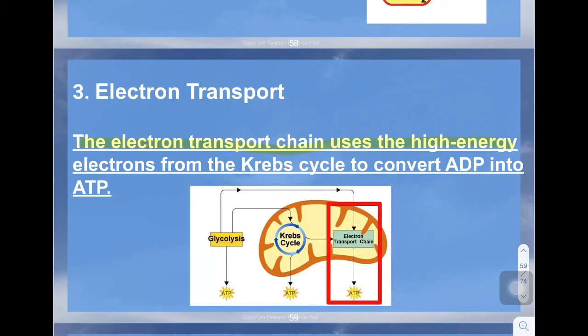uses the high energy electrons from the Krebs cycle and a little bit from glycolysis to convert ADP. Remember, ADP is the low battery form of ATP. And they're going to convert it into that high energy form of ATP that the cell will be able to use for energy. So they're taking the electrons from the previous 2 steps, and this transport chain will use those electrons to generate molecules of ATP that the cell can use for energy.